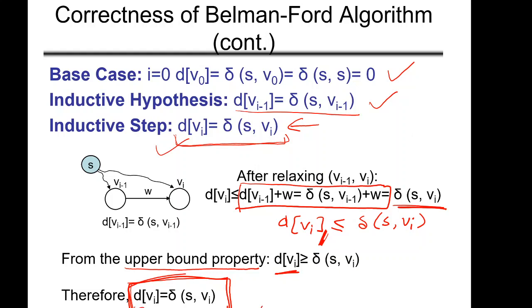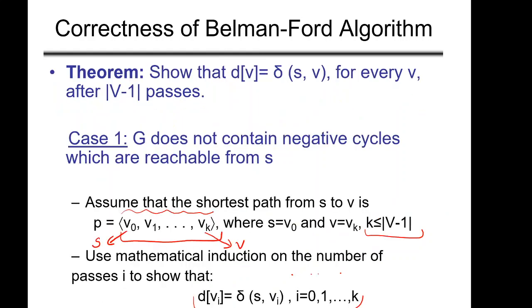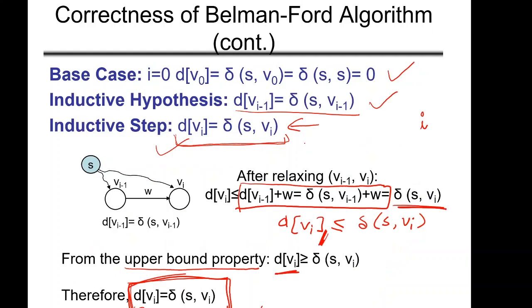Okay, so we can say that after v minus i iterations, so how many times have we actually run this? We have run this i times, and the value of i is from 0 to k. And what is k? The maximum value of k is v minus 1. So after v minus 1 iterations we have the shortest path weight at each node.